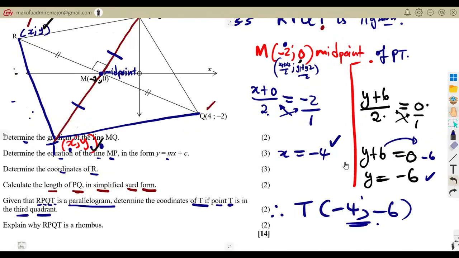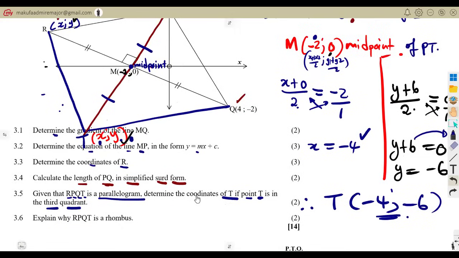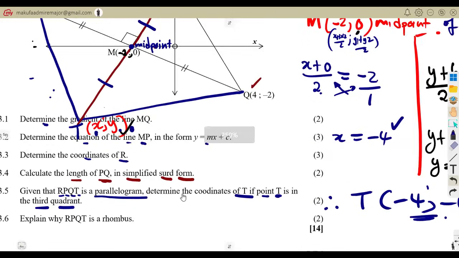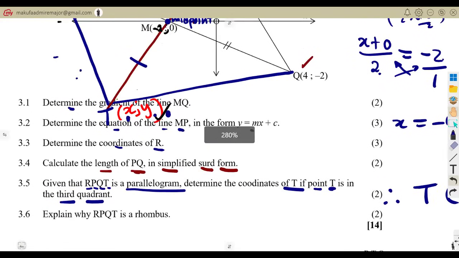Okay, just like that. So guys, questions can be, they want you to know the properties of the shape when it is like this. Do you know the properties of the shape? A parallelogram, diagonals bisect each other. Then explain why RPQT is a rhombus. The same RPQ that we had, and we said it's a parallelogram. Now we are saying it's a rhombus.